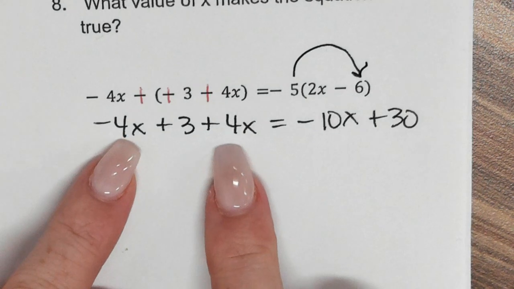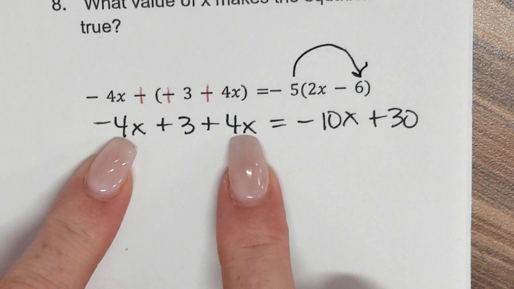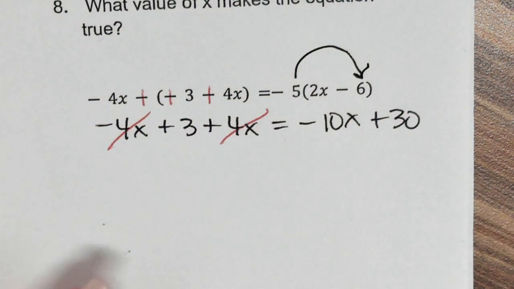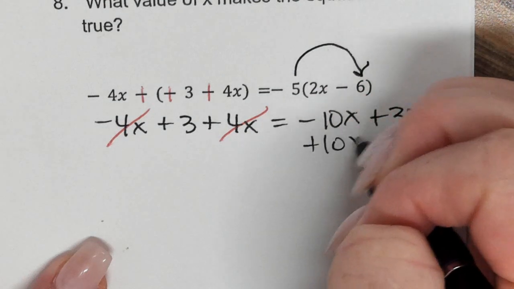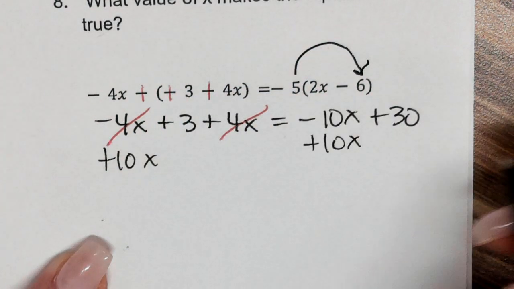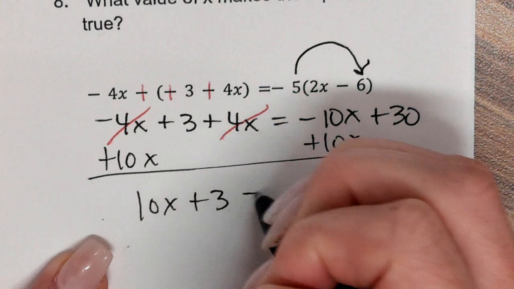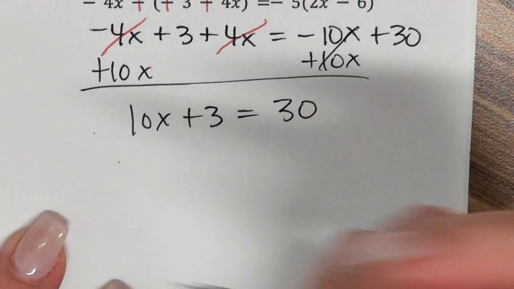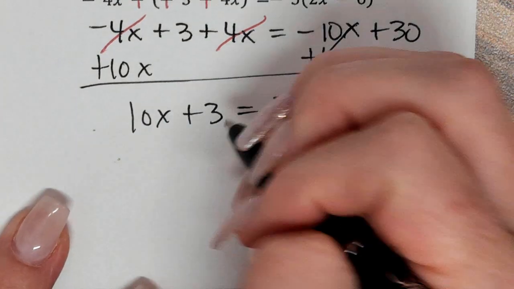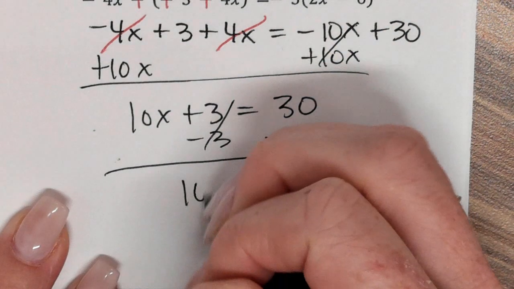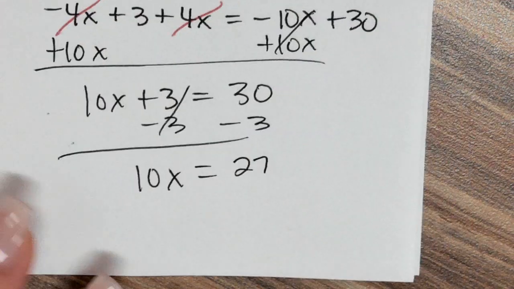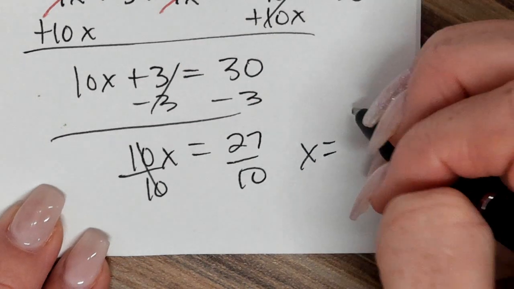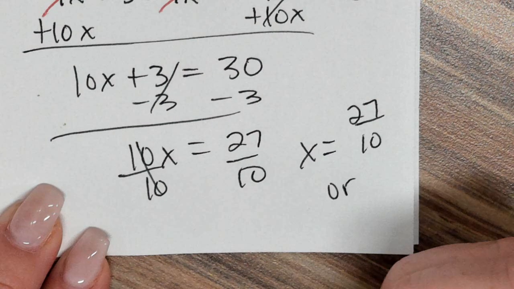What's going to happen right here to these? What's a negative 4 plus 4? They zeroed out. Okay, I'm going to bring this x to the left. So I have 10x plus 3 equals 30. I could have done that minus 3 in the same step. I usually would have. I just don't want to confuse y'all. Minus 3. So I have 10x equals 27. I divide by 10, and I get x equals 27 tenths, or 2.7.